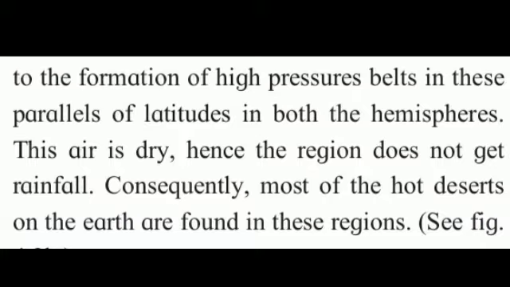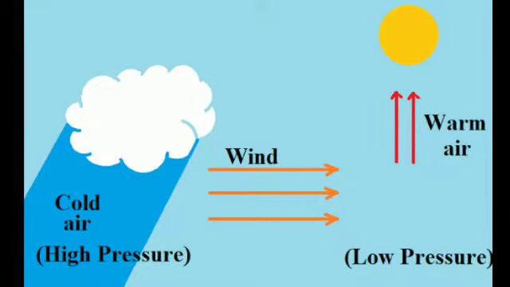This air is dry as the region does not get rainfall. Consequently, most of the hot deserts on the earth are found in this region. Now see, student, what happened over here? Now student, suppose in a particular region the air is very hot. Why? The temperature over here is very high, and because of the high temperature the air in that particular region is very heated. Now pay attention very carefully, student.